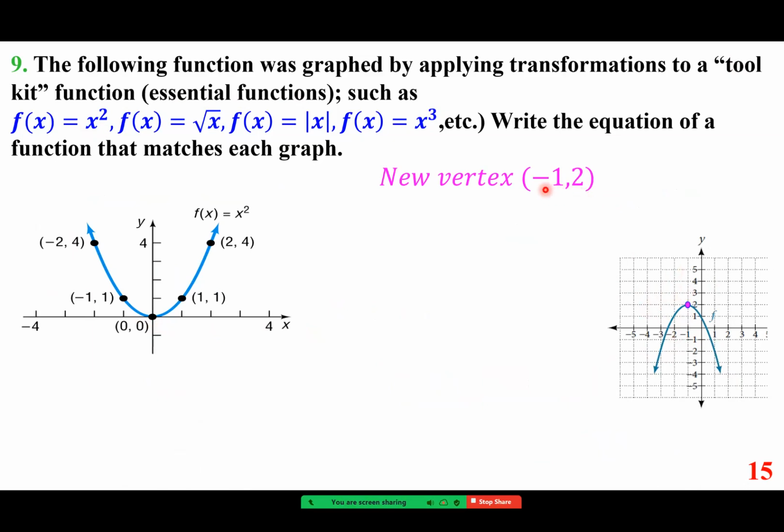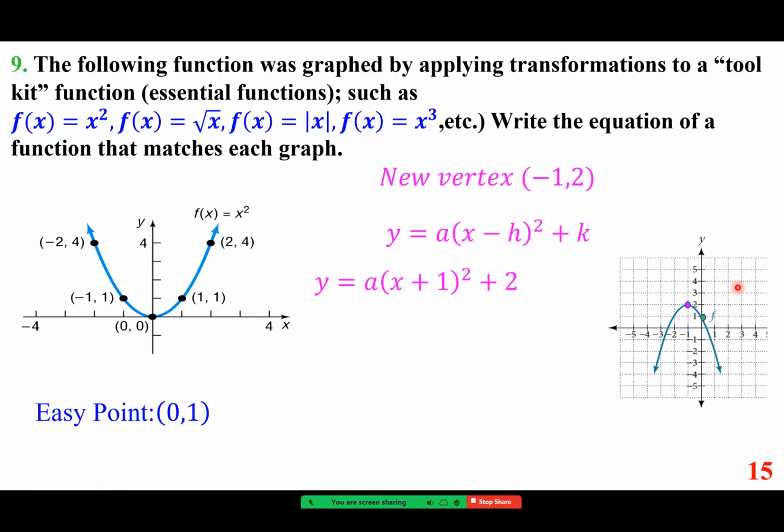So negative 1, 2, that means we're going to write y equals a times x minus h quantity squared plus k. I hope you remember that also from elementary algebra. So that means minus negative 1, which makes it plus 1. And then this is plus 2. And again, pick an easy point. You can clearly see this point that has coordinates 0, 1. So you can plug in 0, 1, which means replace the x with 0, replace the y with 1, and find the missing a.